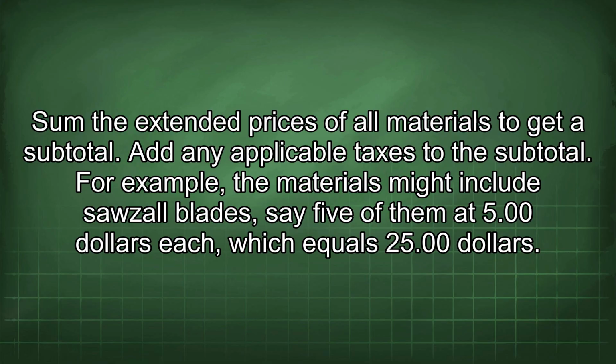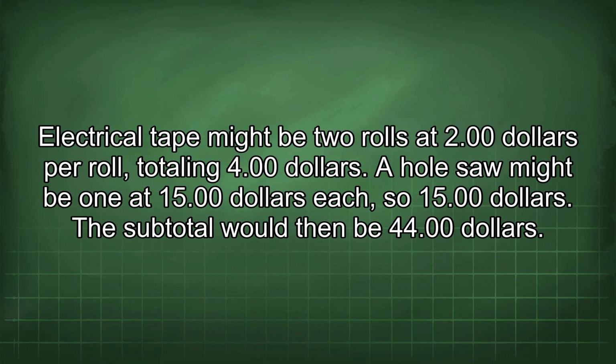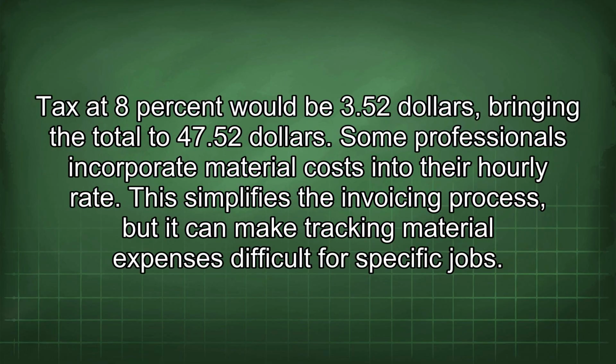For example, the materials might include sawzall blades, say 5 of them at $5.0 each, which equals $25.0. Electrical tape might be 2 rolls at $2.0 per roll, totaling $4.0. Hole saw might be 1 at $15.0 each, so $15.0. The subtotal would then be $44.0. Tax at 8% would be $3.52, bringing the total to $47.52.